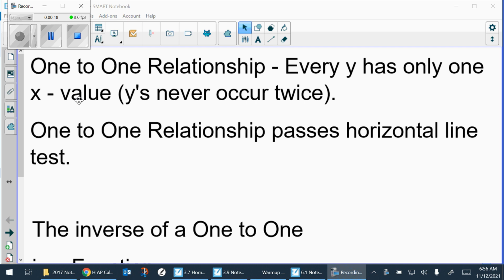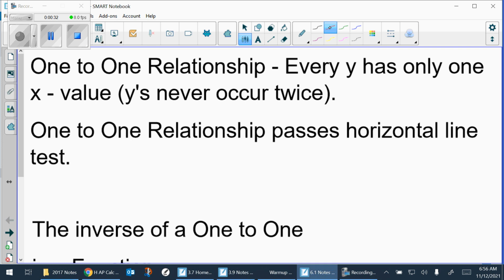First of all, we're going to talk about one-to-one relationship. One-to-one relationship is where every y value has only one x value. Now that sounds pretty familiar. That sounds a lot like a function. In a function, however, it says every x value has only one y value. So a one-to-one relationship flip-flops that x and y role. So every y has only one x value.